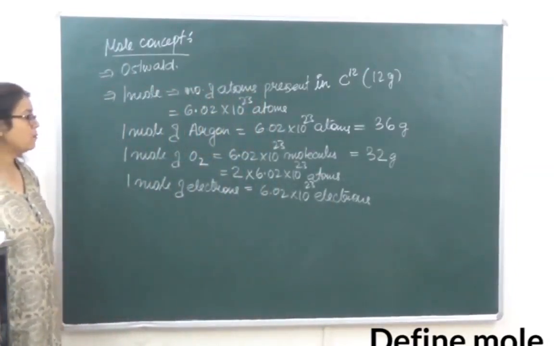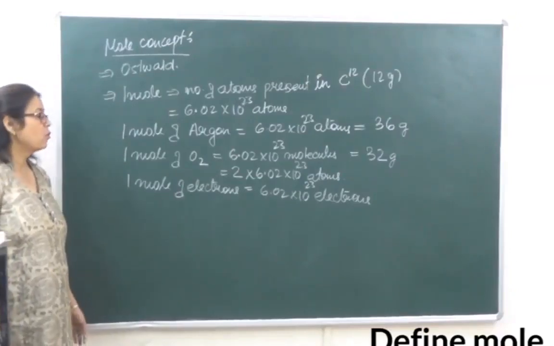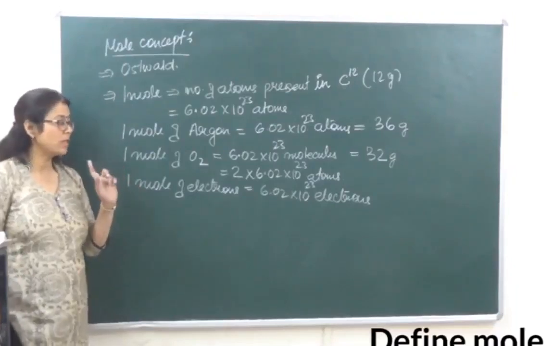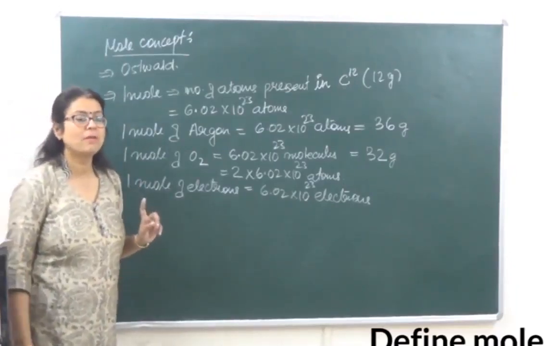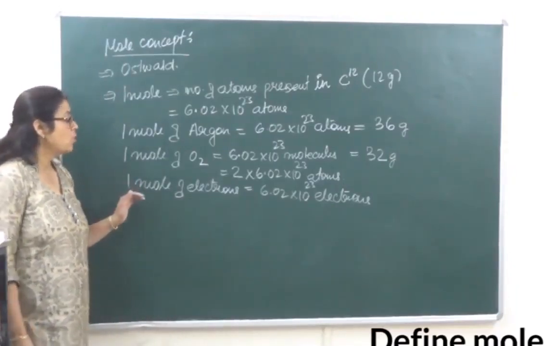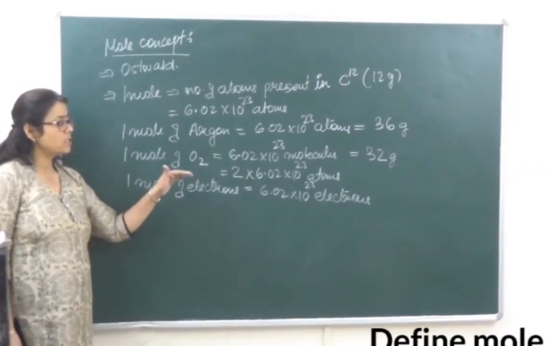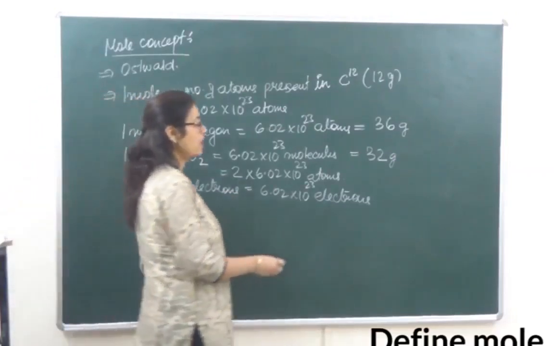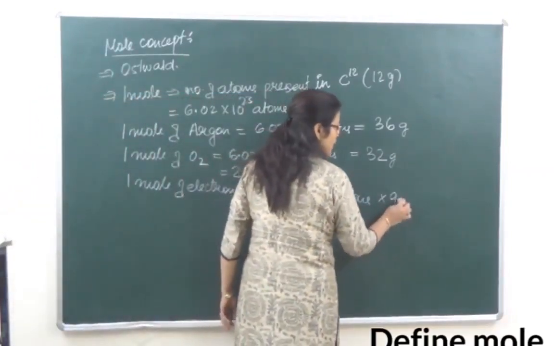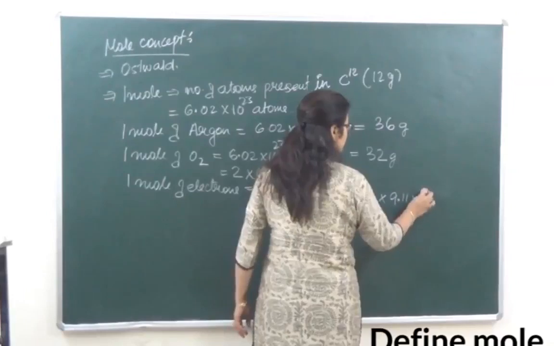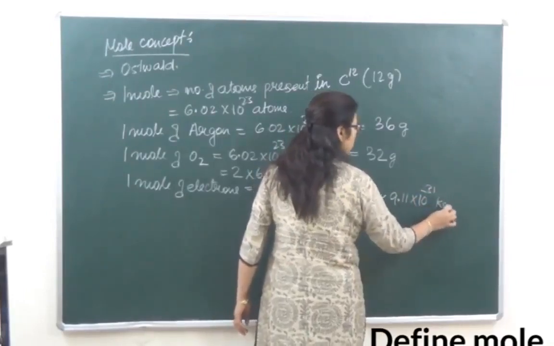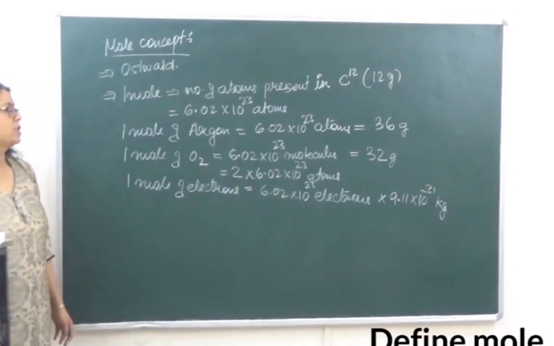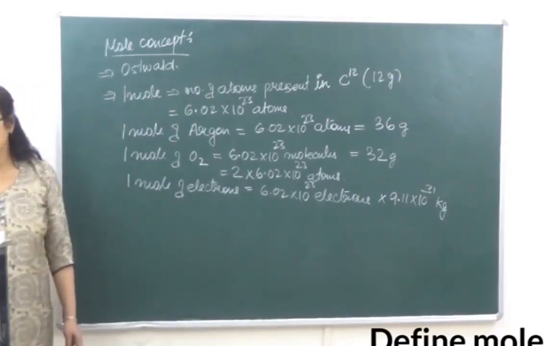Similarly, if we take 1 mole of electrons, what will be the mass of 1 mole of electrons? The mass of 1 electron is 9.11 × 10^-31 kg. So what is the mass of 1 mole of electrons? 6.02 × 10^23 × 9.11 × 10^-31 kg. So this is the mole concept.